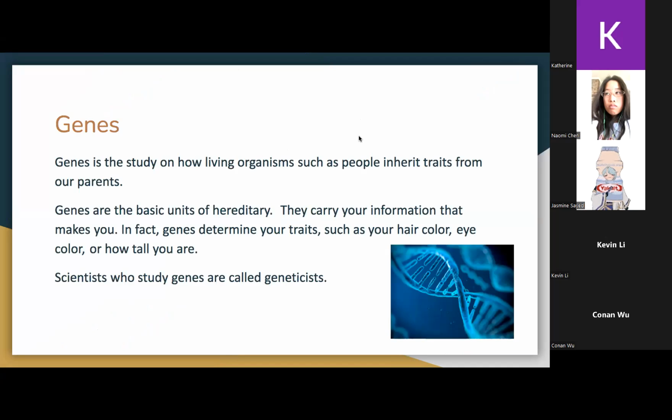Genetics is the study of how living organisms, such as people, inherit traits from our parents. Genes are the basic units of heredity. They carry your information that makes you. In fact, genes determine your traits, such as your hair color, eye color, or how tall you are. Scientists who study genes are called geneticists.